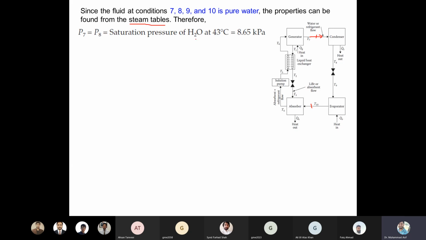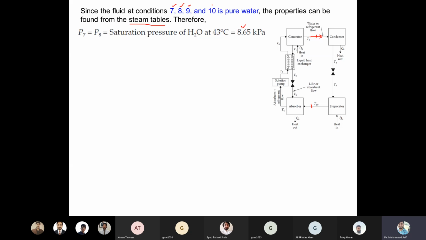So the saturated pressure is 8.65 kilopascal. If we know the pressure at one point, all of the other system is at the same pressure, because we have two pressure ranges. If you recall the working cycle, we have the high pressure working cycle and the low pressure working cycle. At this temperature we can know the saturated pressure, so the same pressure will be at P7, P8, P9.